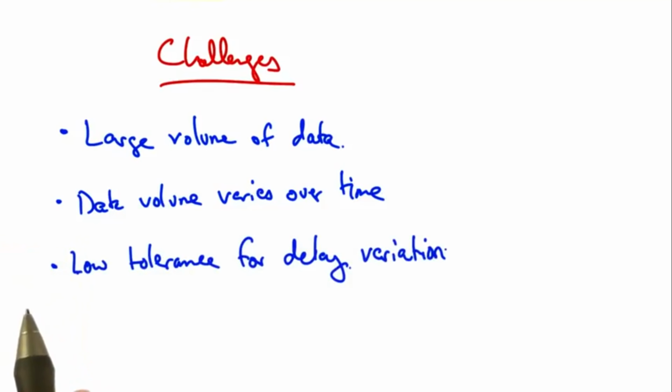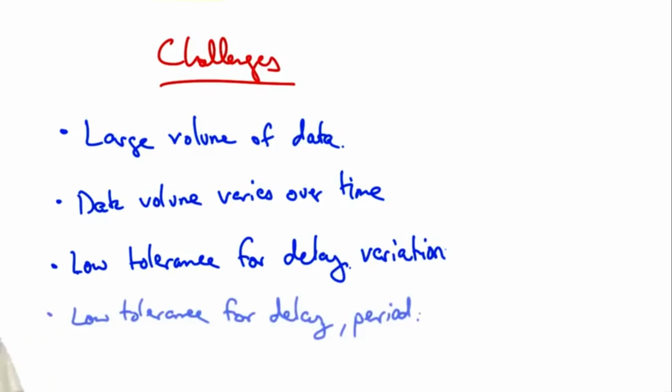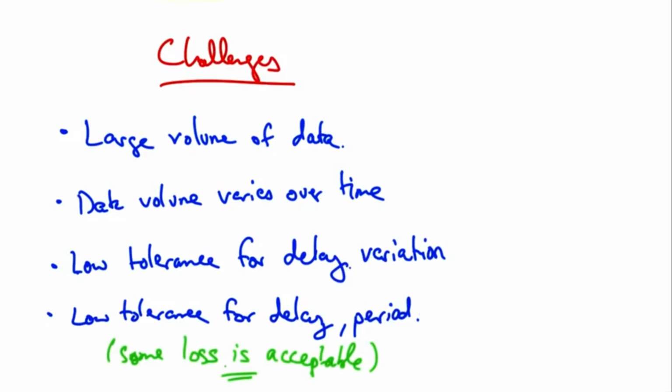Users typically have a very low tolerance for delay variation. Once playout of a video starts, for example, you want that video to keep playing. It's very annoying if once you've started playing, the video stops. The users might have a low tolerance for delay, period. So in cases like games or Voice over IP, delay is typically just unacceptable, although users can tolerate some loss.